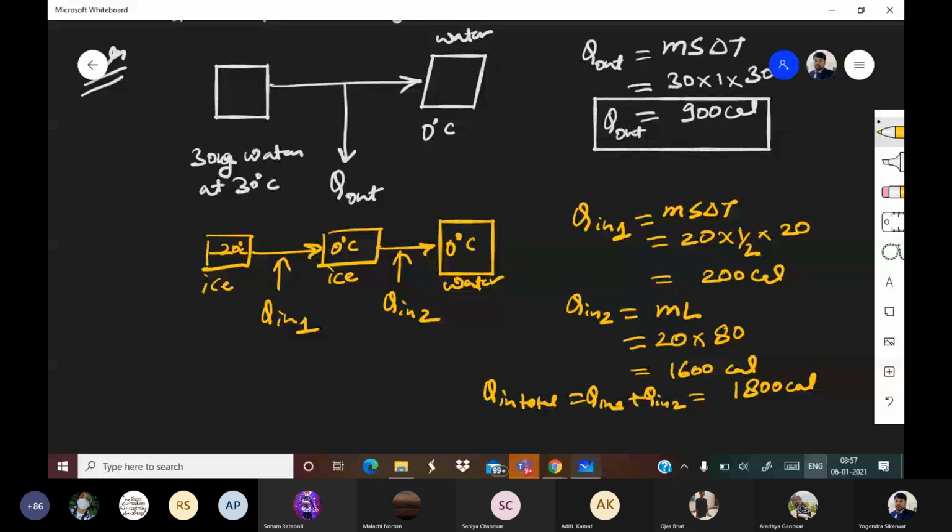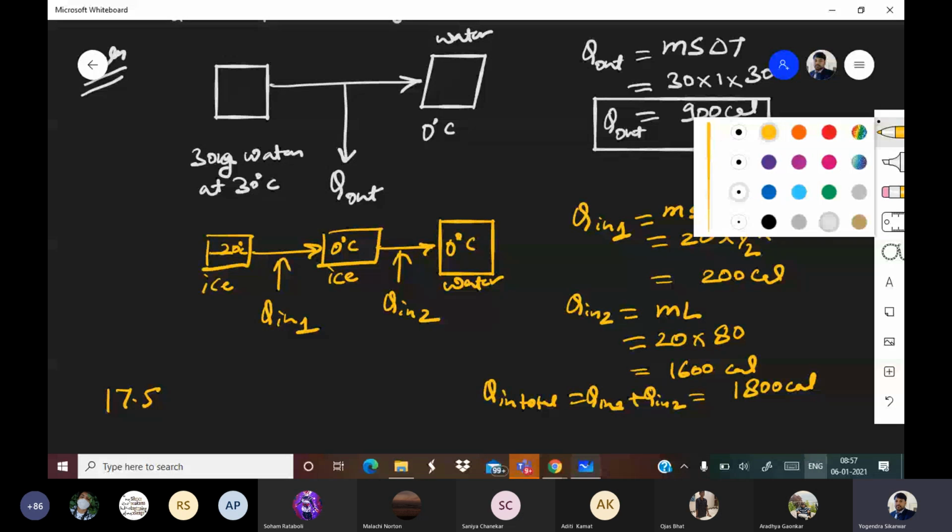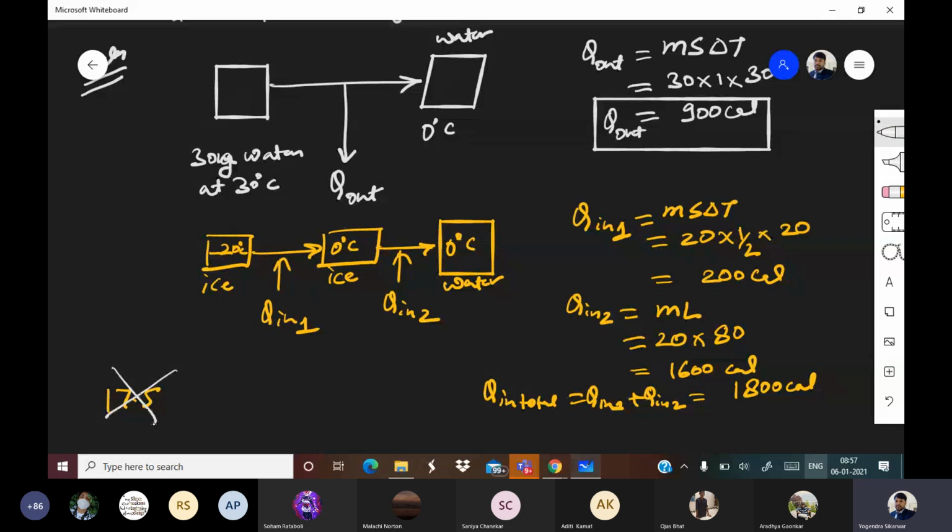All right. So just by using common sense, we can say that entire ice will not be melted. And if entire ice is not melted, how come the temperature be 17.5 degrees Celsius? Temperature cannot be 17.5. Okay. So all those who are writing 17.5, let me tell you without even solving, that 17.5 degrees Celsius cannot be the answer. Right?